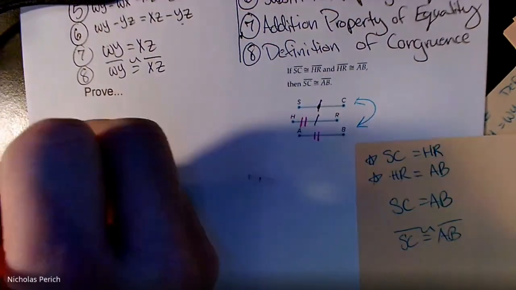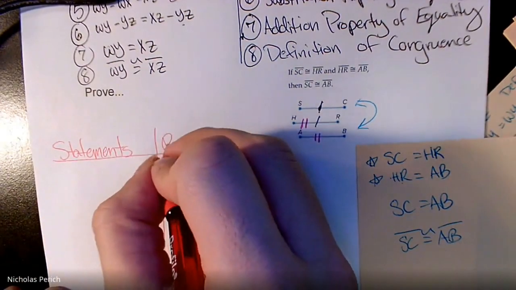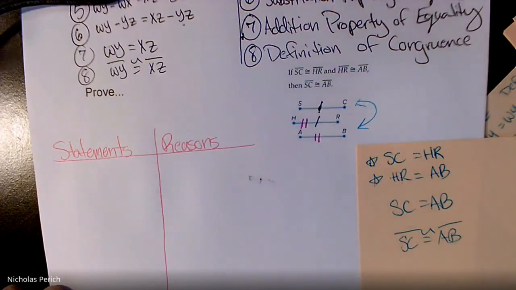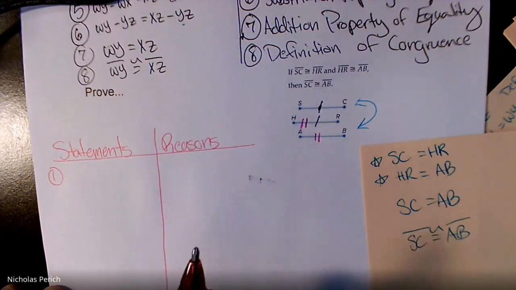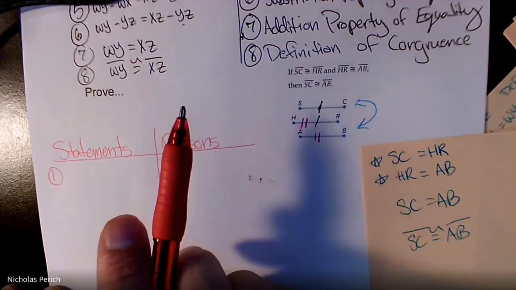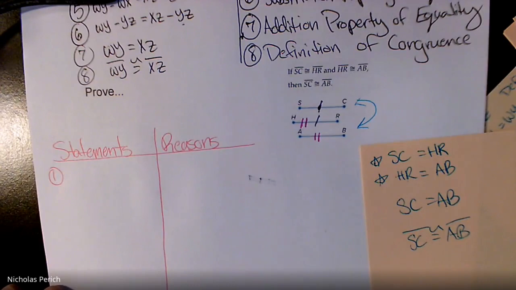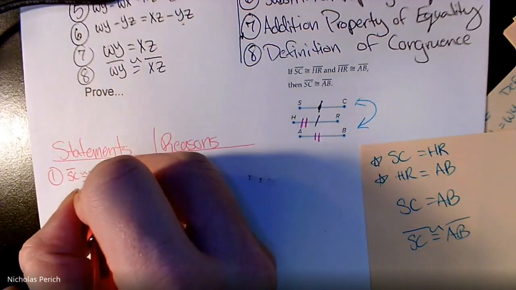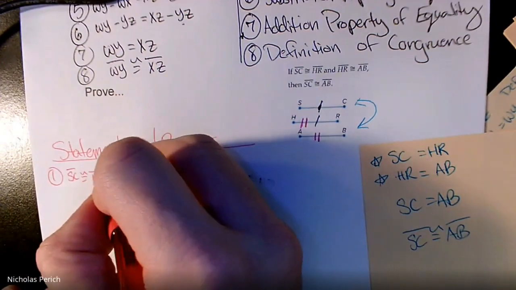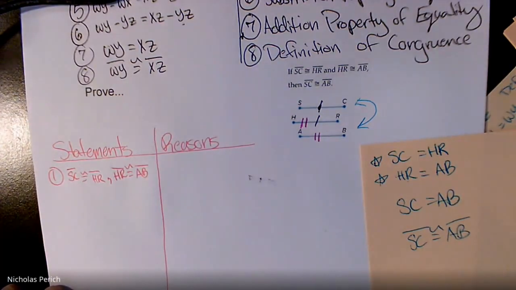I have my statements. I have my reasons. And always, my first statement is my given. So it really didn't give me my proof as in the last one. The first one just said, given blah, blah, blah. Mine is an if-then. Mine's a conditional statement. So the if part is going to be my given, and the then part is going to be my prove. So if segment SC is congruent to segment HR, homeroom, and HR is congruent to segment AB, I have 6 of those. That's going to be my given.